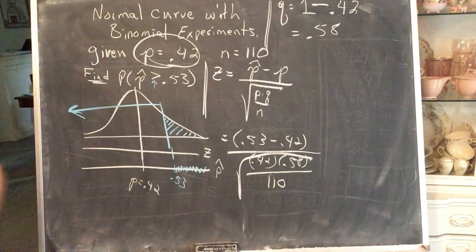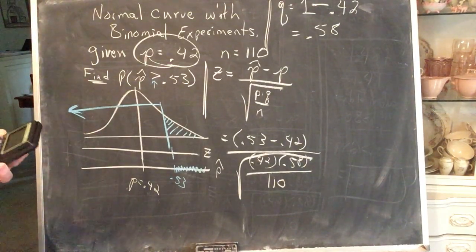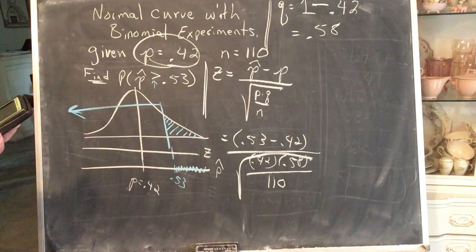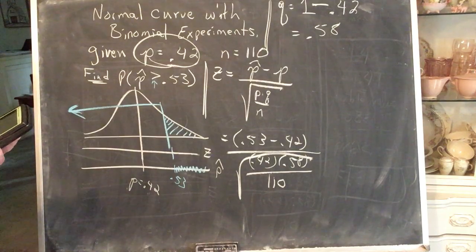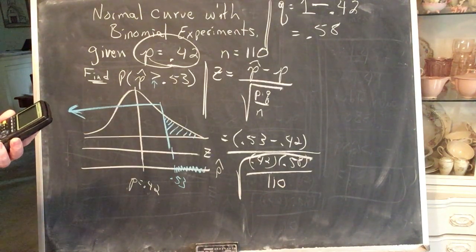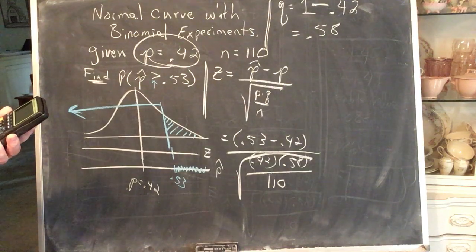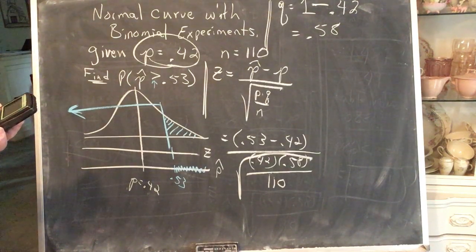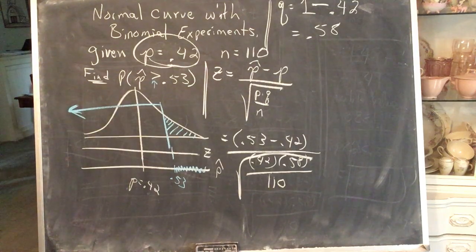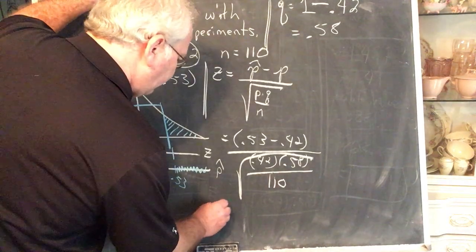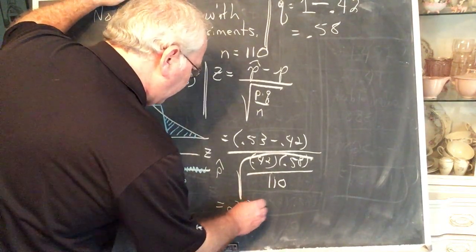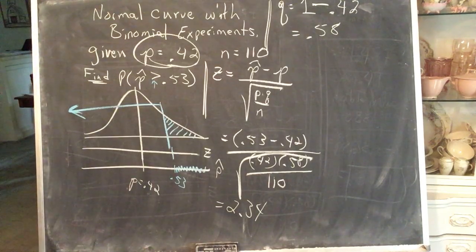And so let's see what we generate out of that. I'm going to say open parenthesis 0.53 minus 0.42 close, divided by the square root of 0.42 times 0.58 divided by 110, close parenthesis, and I have 2.33749. Rounding off, the value I'm going to use is 2.34. I actually have 2.33749 and so on. We round to 2 decimal places.